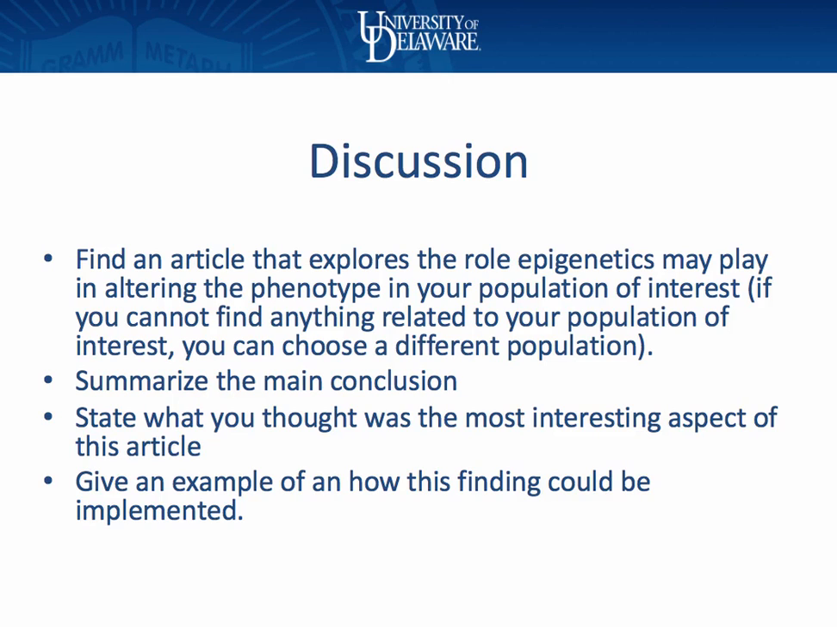Some of these studies will be animal studies, and it is okay to review one of those. So when you read this article, do not get bogged down by the methods and results sections, which can be fairly complicated, but try to focus on the introduction and the discussion sections. After this, summarize the main conclusion, state what you thought was the most interesting aspect of this article, and then give an example of how this finding could be implemented at the population level.